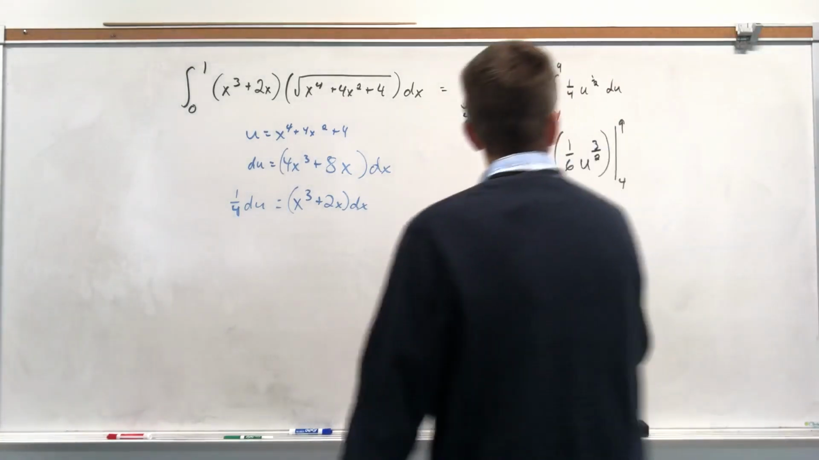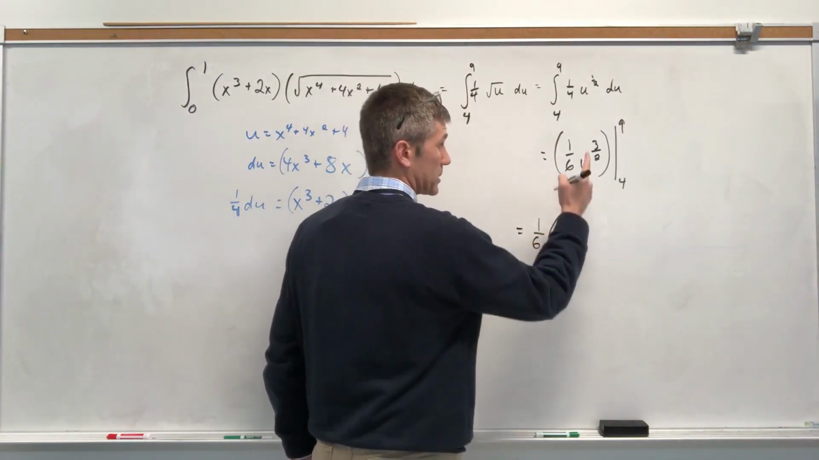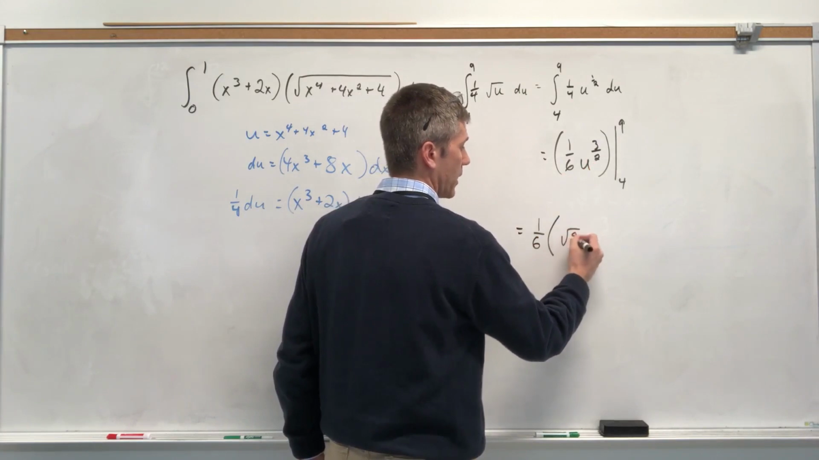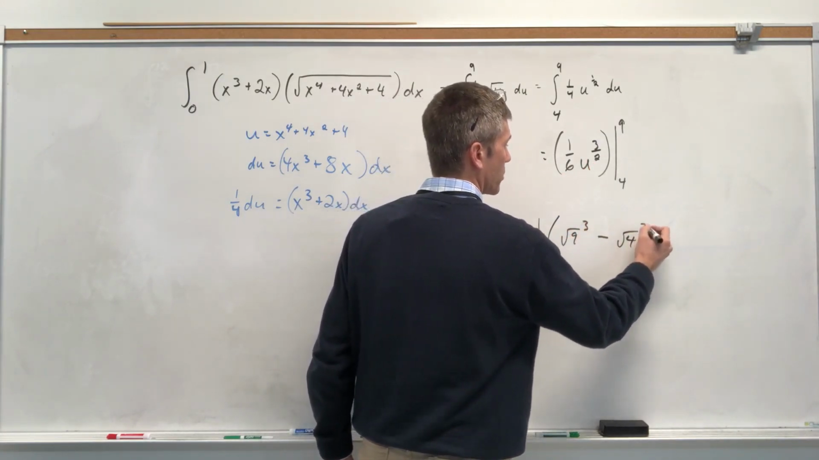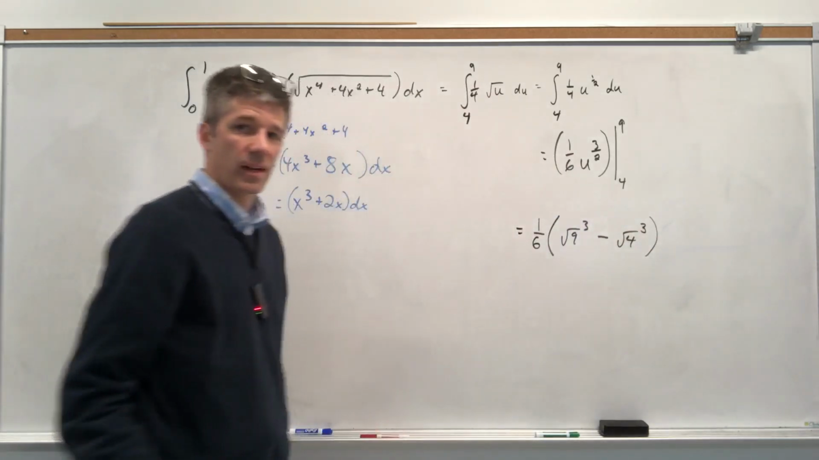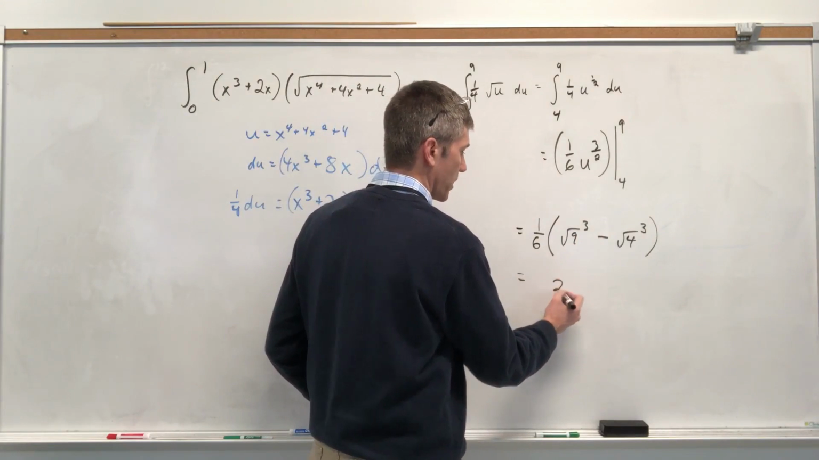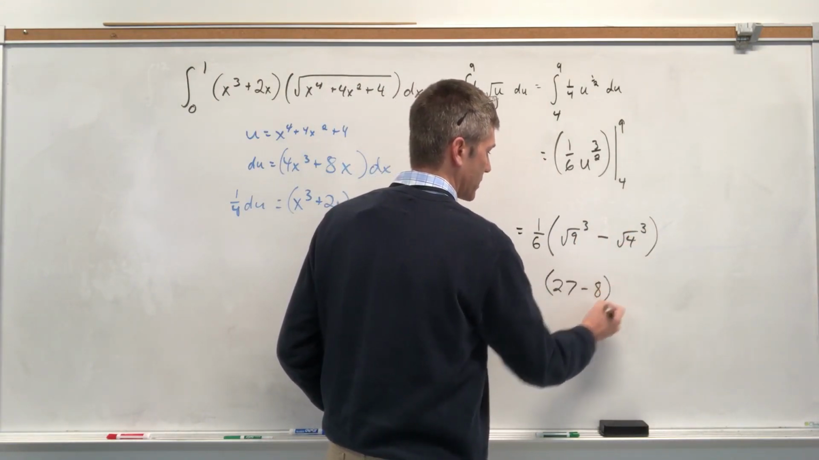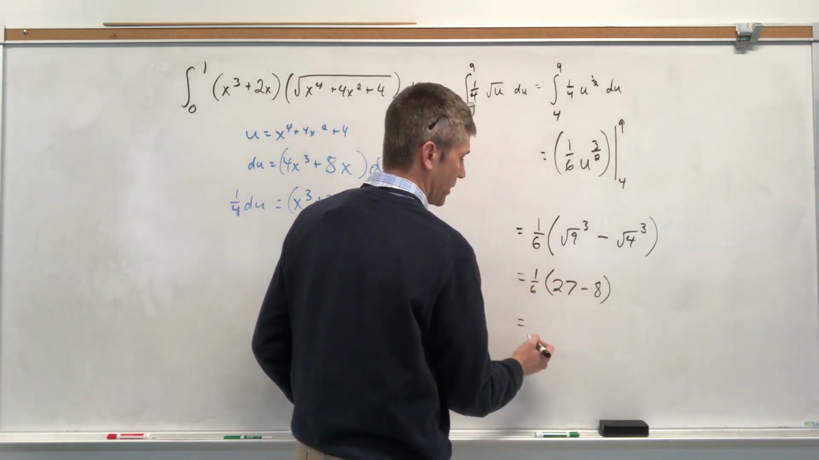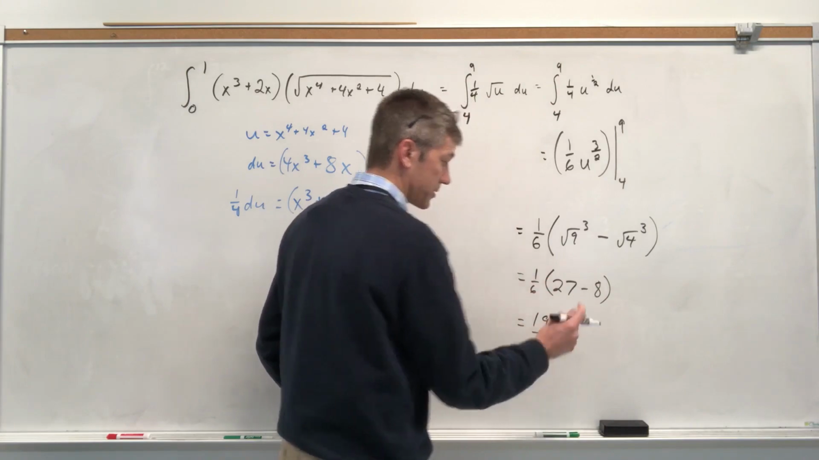All right. Let's plug in a 9. 1/6 square root of 9, and then we'll cube it, minus square root of 4. And then we'll cube that, and I'll just go ahead and factor the 1/6 out of that whole process. So that's going to give me 3 cubed, which is 27, and 2 cubed, which is 8, and I have a 1/6 of that, and that's going to give me 19. 19 over 6. Done.